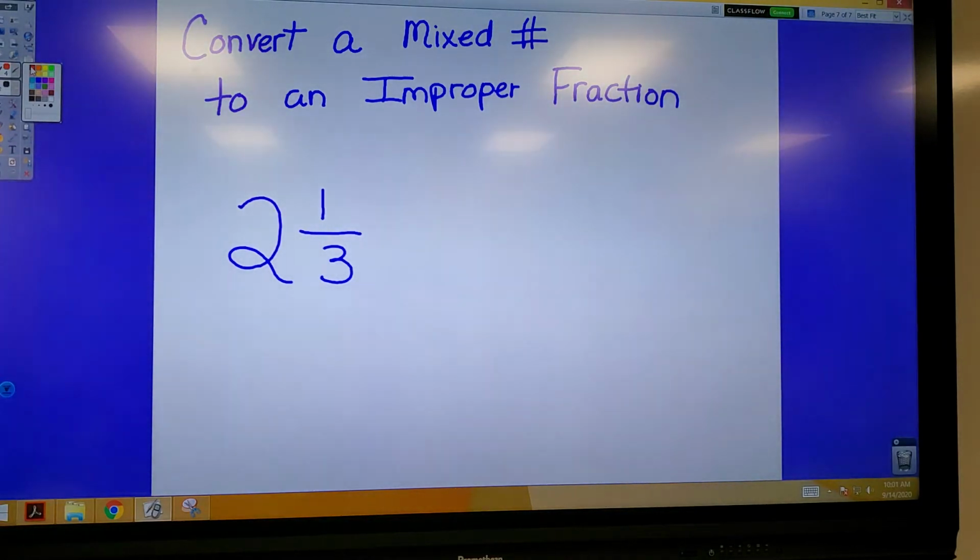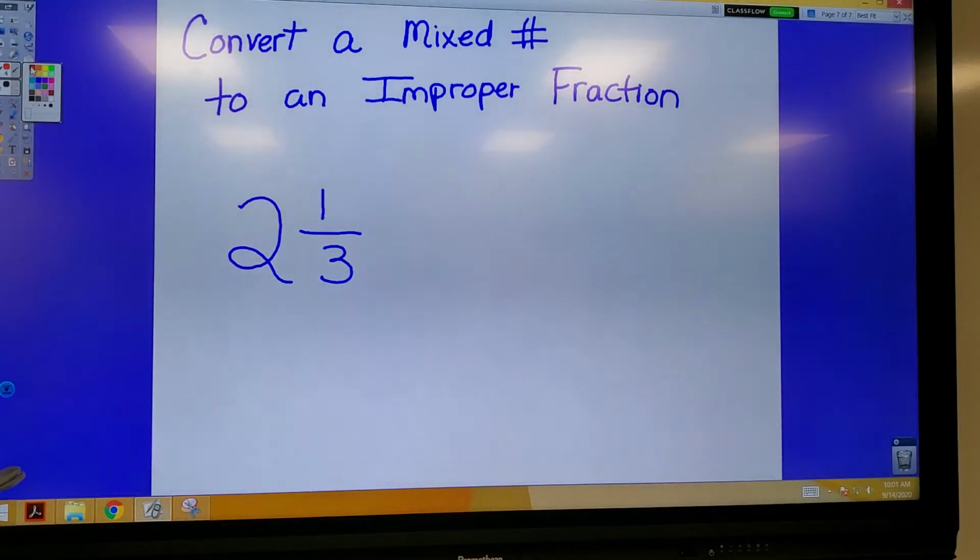All right, so I'm gonna start off with the mixed number 2 and 1/3. And I'm gonna change this to an improper fraction. An improper fraction, the numerator is bigger than the denominator. Ari, you were gonna help me out with doing this on the last problem. Tell me how to do it now. Multiply and add. All right, go ahead.